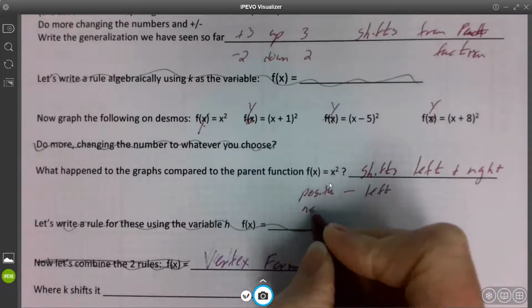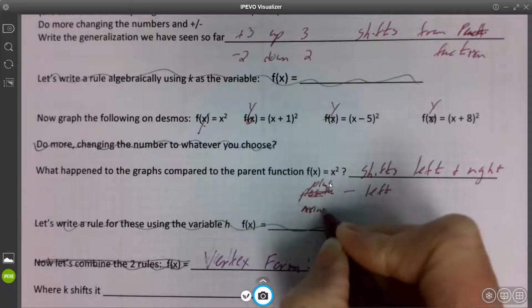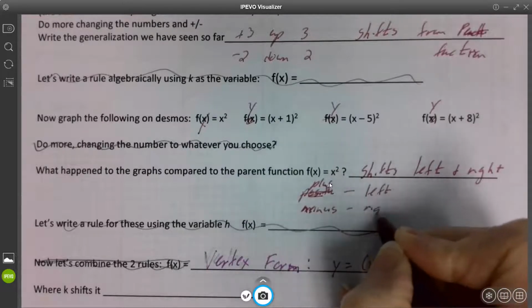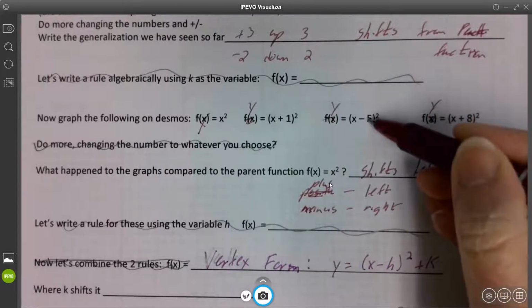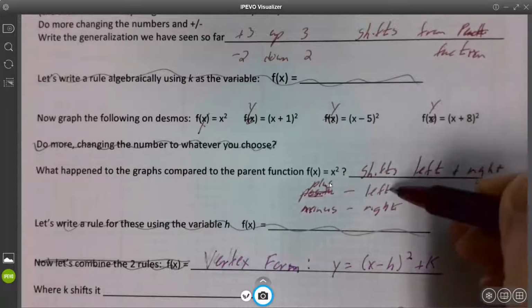And if I have a negative or a minus, so this would actually be a plus sign, sorry, plus and minus. Okay, notice when we had a minus 5, it shifted to the right. When I had a plus 8, it shifted to the left.